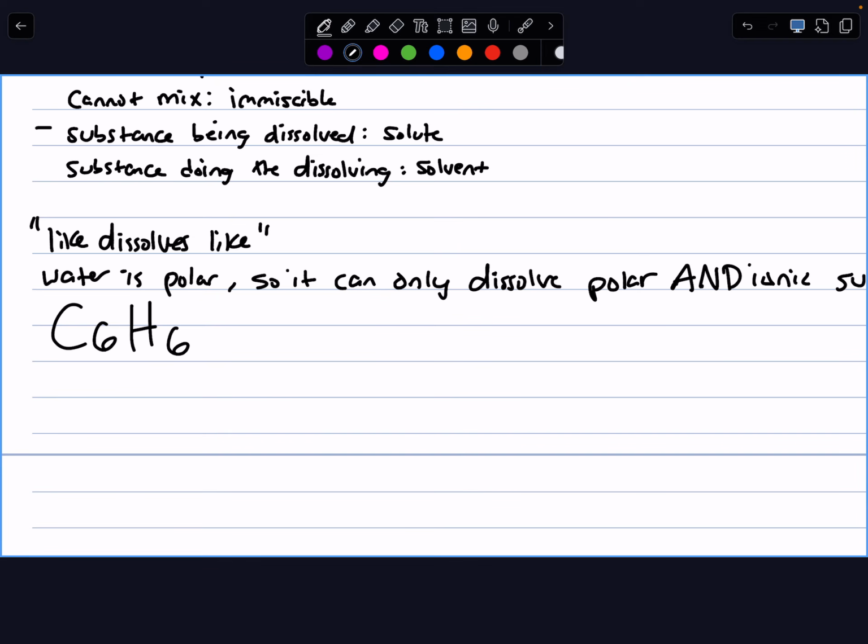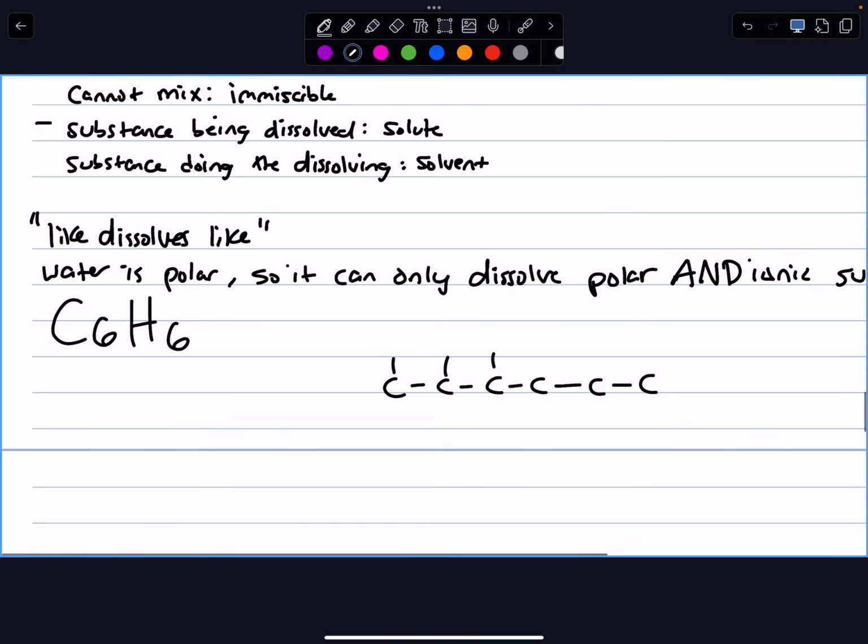You got to draw the Lewis dot structure. What is my central atom? The central atom is C, because it can never be hydrogen or oxygen. Ooh, this is a bad molecule. C6H6. I have 1, 2, 3, 4, 5, 6. Oh, this is a really bad one. I'm going to change this one. Then I have how many hydrogens? We'll put one on each, right? Okay. This is not soluble.